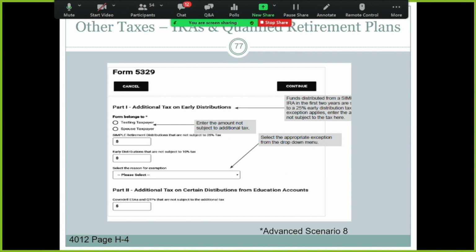5329. When we go to that, we're going to see Part 1, additional tax on early distributions. We're going to select who that form belongs to. Then in most instances, we're going to see that second box, early distributions that are not subject to the 10% tax. So we're going to fill in the amount of the distribution that they received that there is an exception that applies for. We input that amount that is not subject to that 10% penalty. Right below that, from the drop down box, it says select the reason for exemption, and from there, we will select why they qualify for an exemption. Pay close attention to this because this is part of that advanced scenario 8 that we are working on.